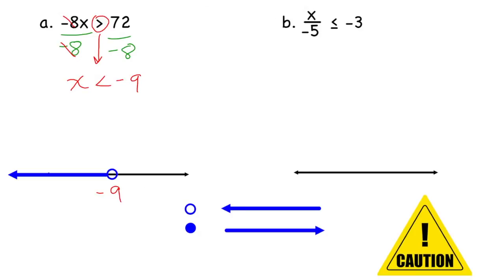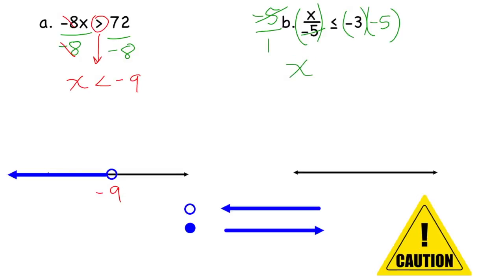All right, let's look at letter B. This one has x being divided by -5. Well, what's the opposite of division in math? The opposite of division is multiplication. So I'm going to multiply by -5, and whatever I do on one side, I have to do the exact same thing to the other side. So my -5 is over 1, and it cancels with the -5 that's being divided. So I just have x on the left-hand side, and then I'm going to flip this.